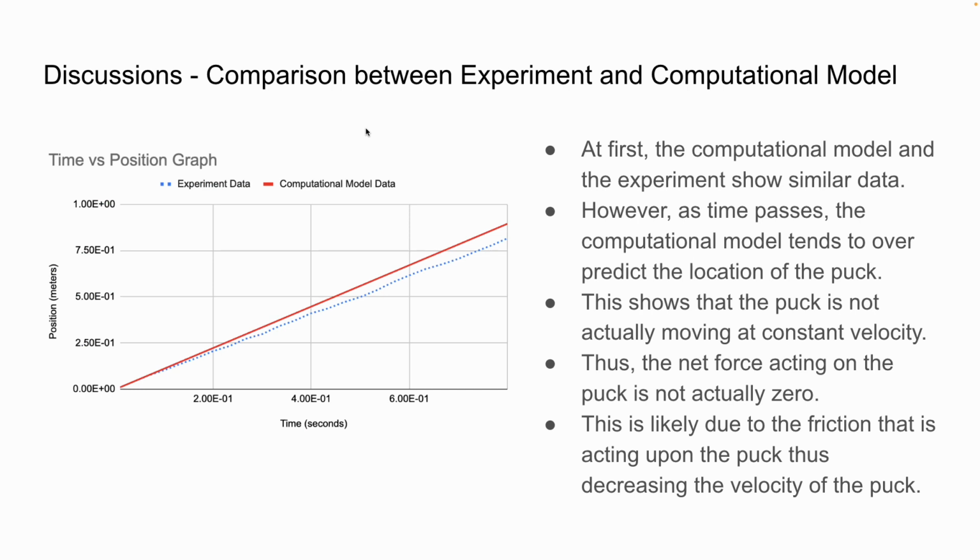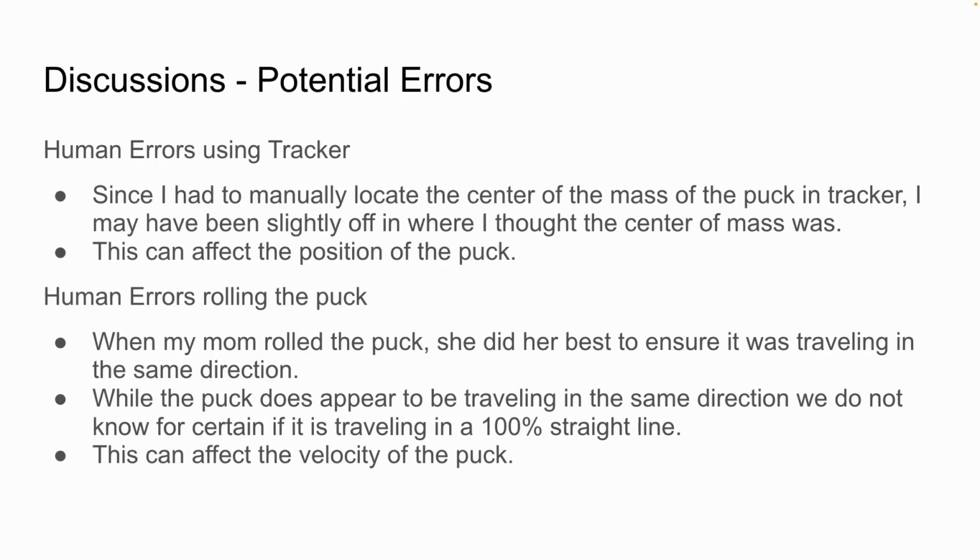Discussion. Comparison between the experiment and the computational model. At first, the computational model and the experiment show similar data. However, as time passes, the computational model tends to overpredict the location of the puck. This shows that the puck is not actually moving at constant velocity, thus the net force acting on the puck is actually not zero. This is likely due to the friction that is acting upon the puck, thus decreasing the velocity of the puck.